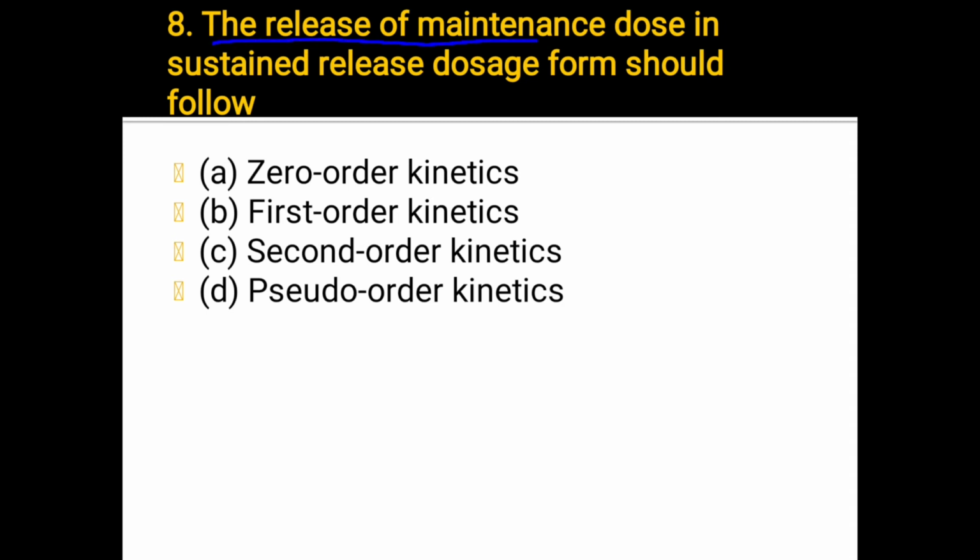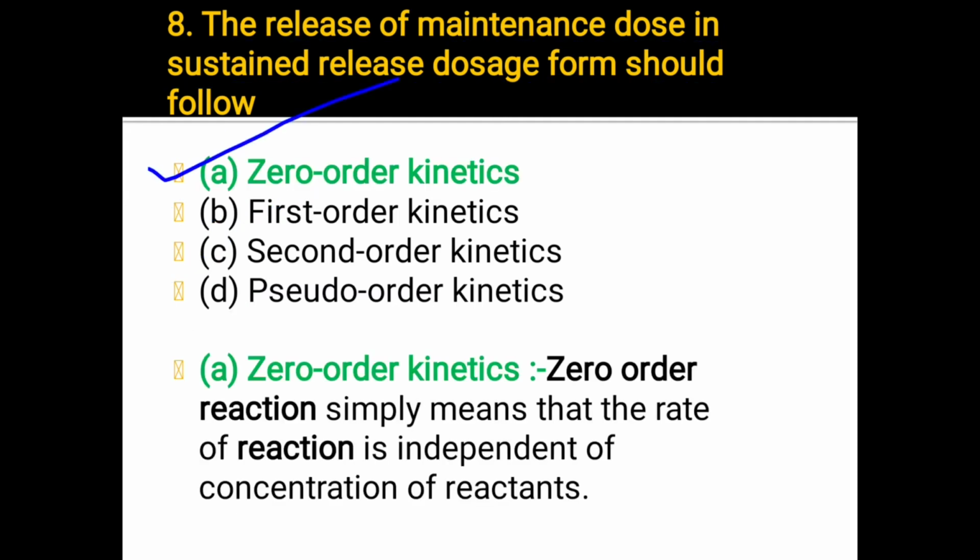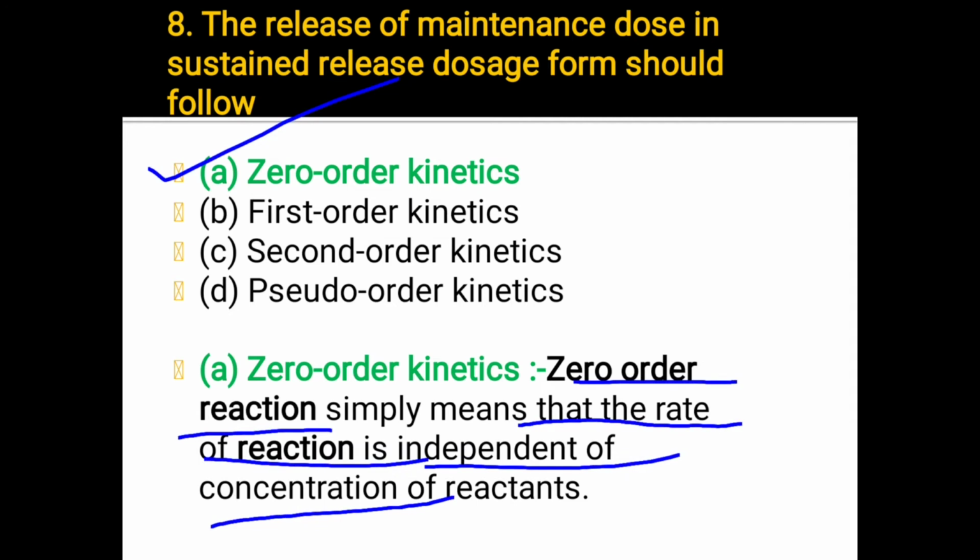The release of maintenance dose in sustained release dosage form should follow A. Zero order kinetics, B. First order kinetics, C. Second order kinetics, or D. Pseudo order kinetics. Which one answer? The answer is A. Zero order kinetics. Zero order kinetics होता क्या है? Zero order reaction simply means that the rate of reaction is independent of concentration of reactants, that is called zero order reaction. Okay. Next, 9 number question.